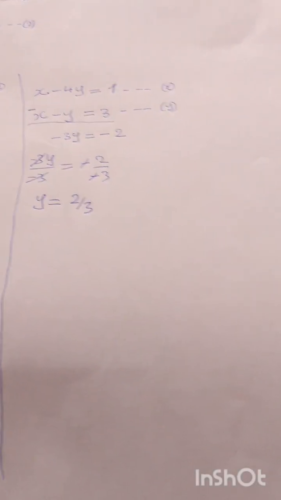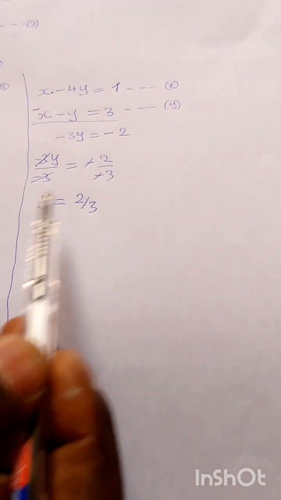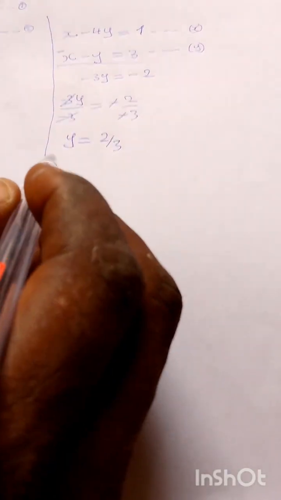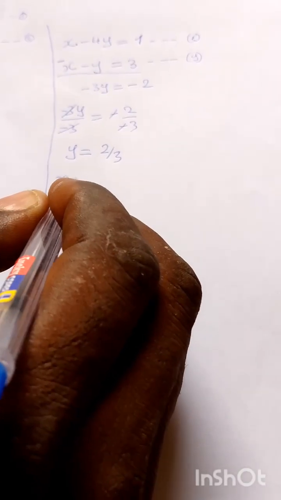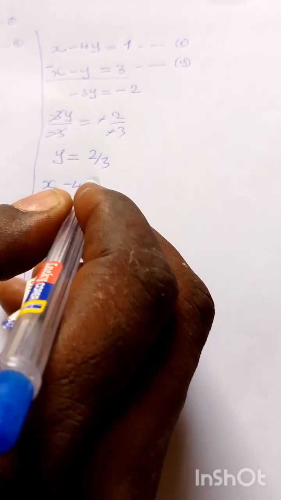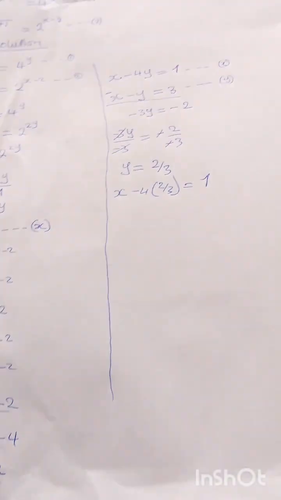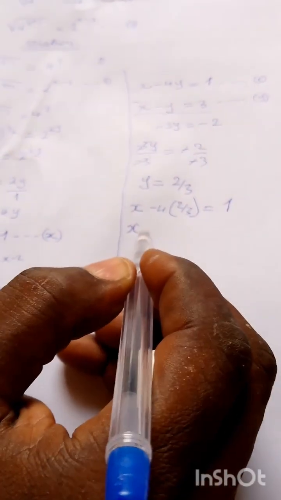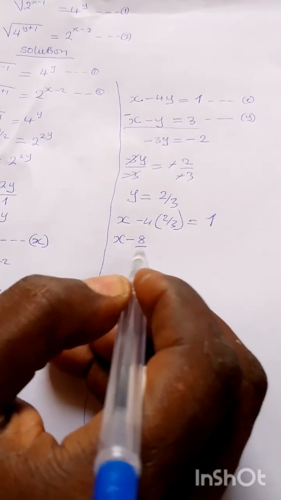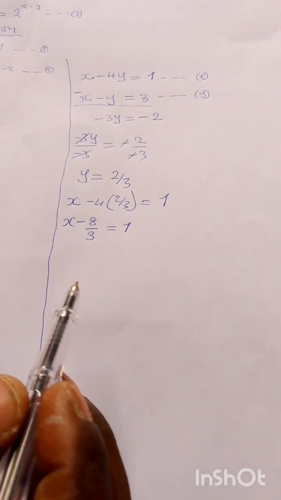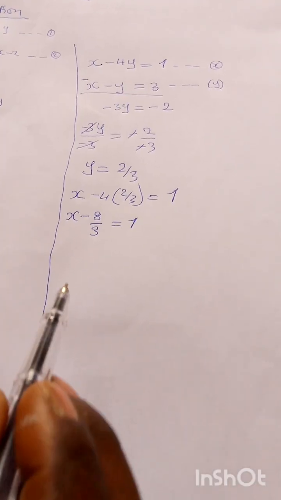Now we have gotten our y. To get our x, we quickly put this value of y into any of the equations. So I've chosen equation x. So we'll put the value of y into equation x. Equation x is x minus 4 into 2 all over 3, which is y, equal to 1. Then that is x minus 8 all over 3 equals 1. In order to clear the denominator, so we can have a linear equation, we multiply through by 3.